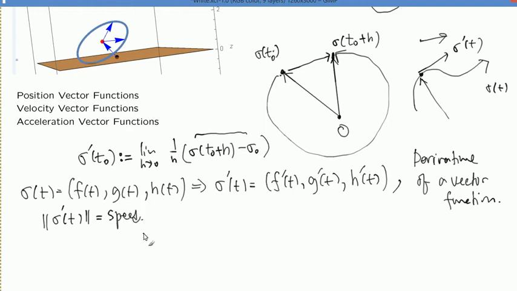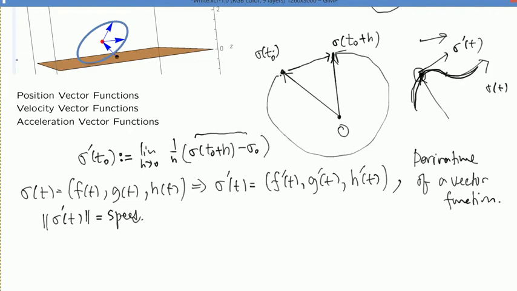So you can ask in a different way. What if this one has its own speedometer? Suppose this is like a railroad. It has its own speedometer, and according to that sigma t, it travels along this path. Does this reading of the speedometer actually coincide with this magnitude of sigma prime of t? You can ask that kind of question, coming from the physics.